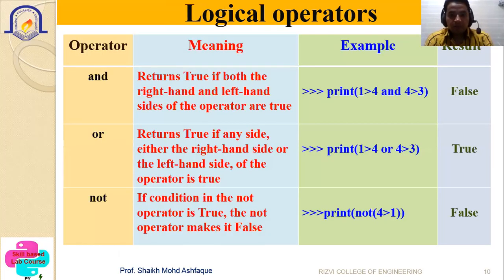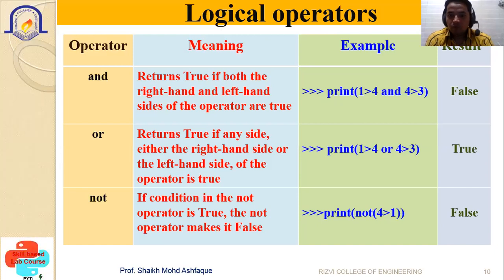Next is your logical operator. It is your and, or, not operator. Basically it is used in between two relational operators or two relational expressions. As you can see in the example, print 1 greater than 4 is one relational expression, and is used, and there is a second relational expression, 4 greater than 3. To combine two expressions together, the logical operator is used.